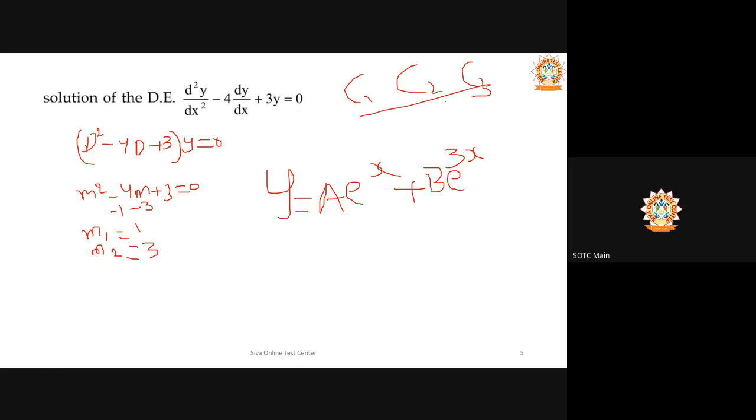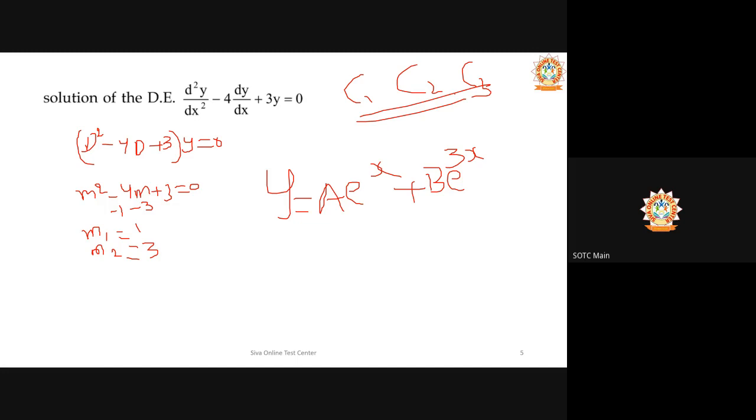So then your general solution y is equal to minus a b e power m1 that is x plus b e power 3x. So one more thing, here I have assumed a b. You can also assume c1 c2 c3 like that. So that's up to you what type of constant you can keep.